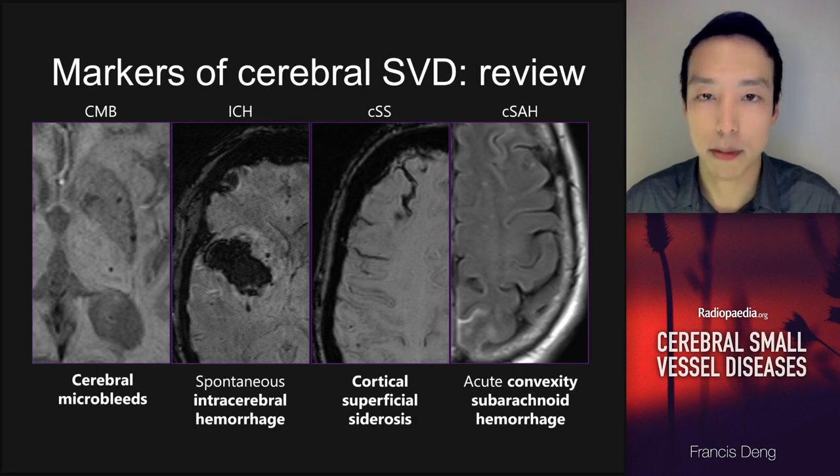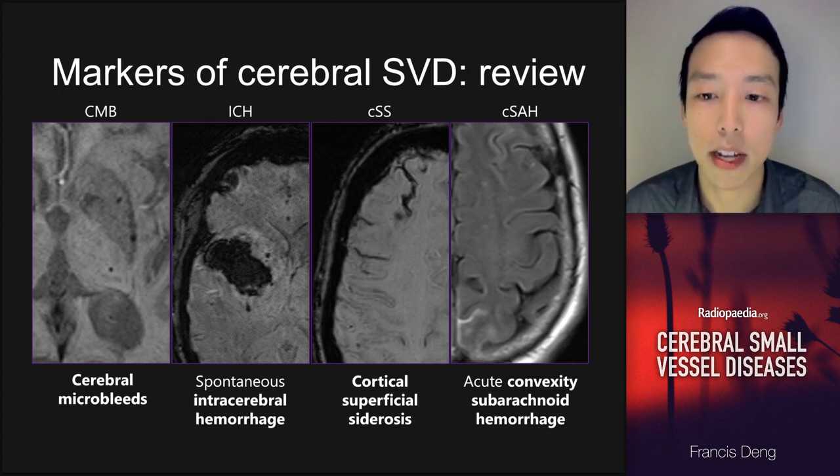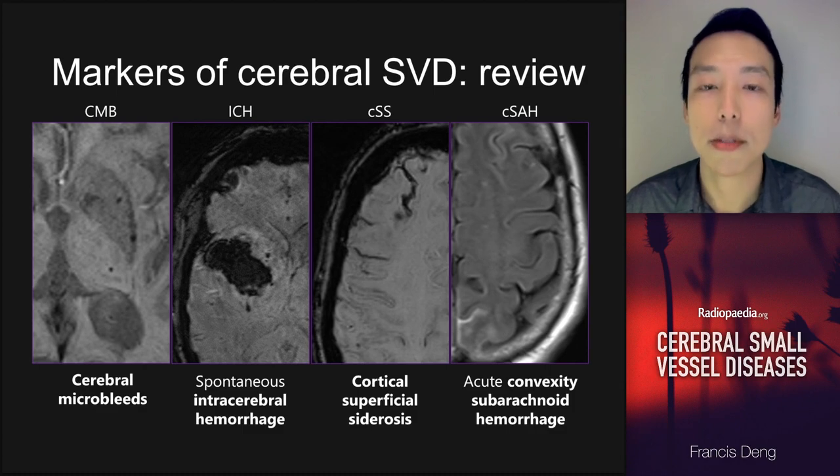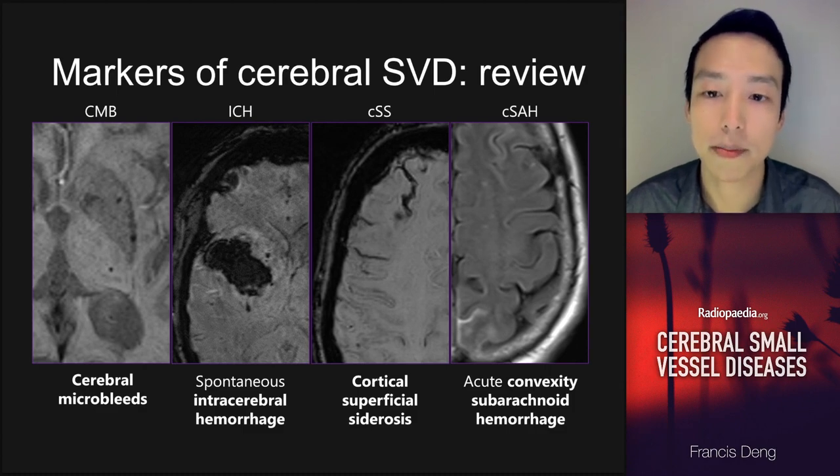And then the hemorrhagic markers, cerebral microbleeds, which are microhemorrhages that can occur in the basal ganglia, the brainstem, as well as lobar locations. Intracerebral hemorrhage, which is spontaneous when not attributed to another cause like trauma. And then cortical superficial siderosis and convexity subarachnoid hemorrhage are also considered small vessel disease markers.